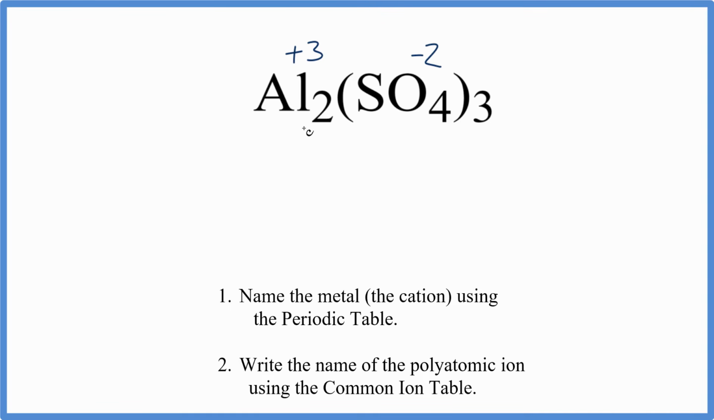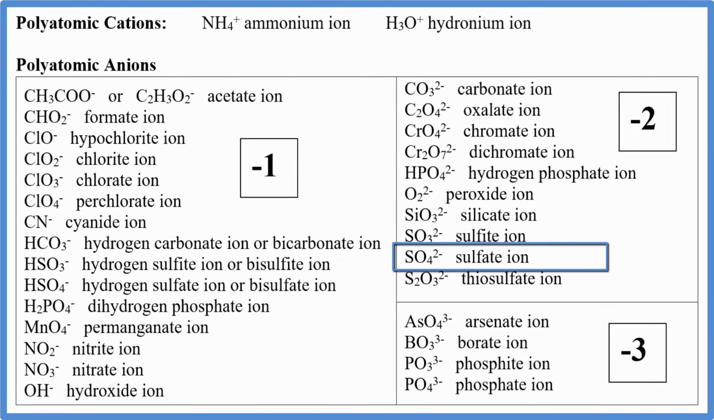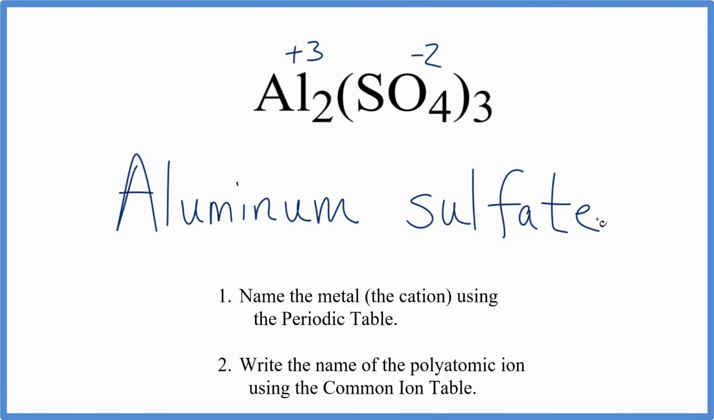So we write the name for Al from the periodic table, that's aluminum. Then we go to the common ion table and we look up SO4 2-, that's the sulfate ion, so we write sulfate. And we're done with this one. That's the name for Al2(SO4)3, aluminum sulfate. So it really doesn't matter when it looks quite complicated because we're just looking up the name of the metal and then we're looking up the polyatomic ion, and that's it. Give this one a try.